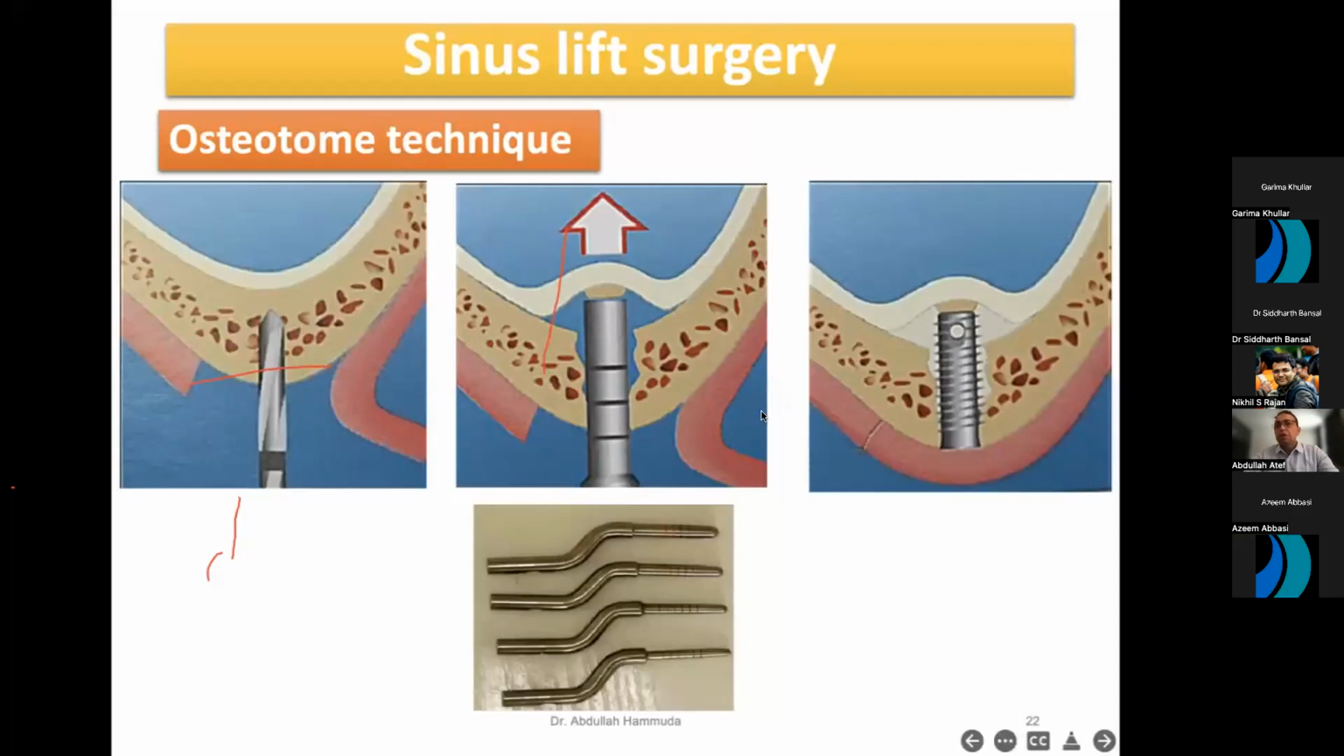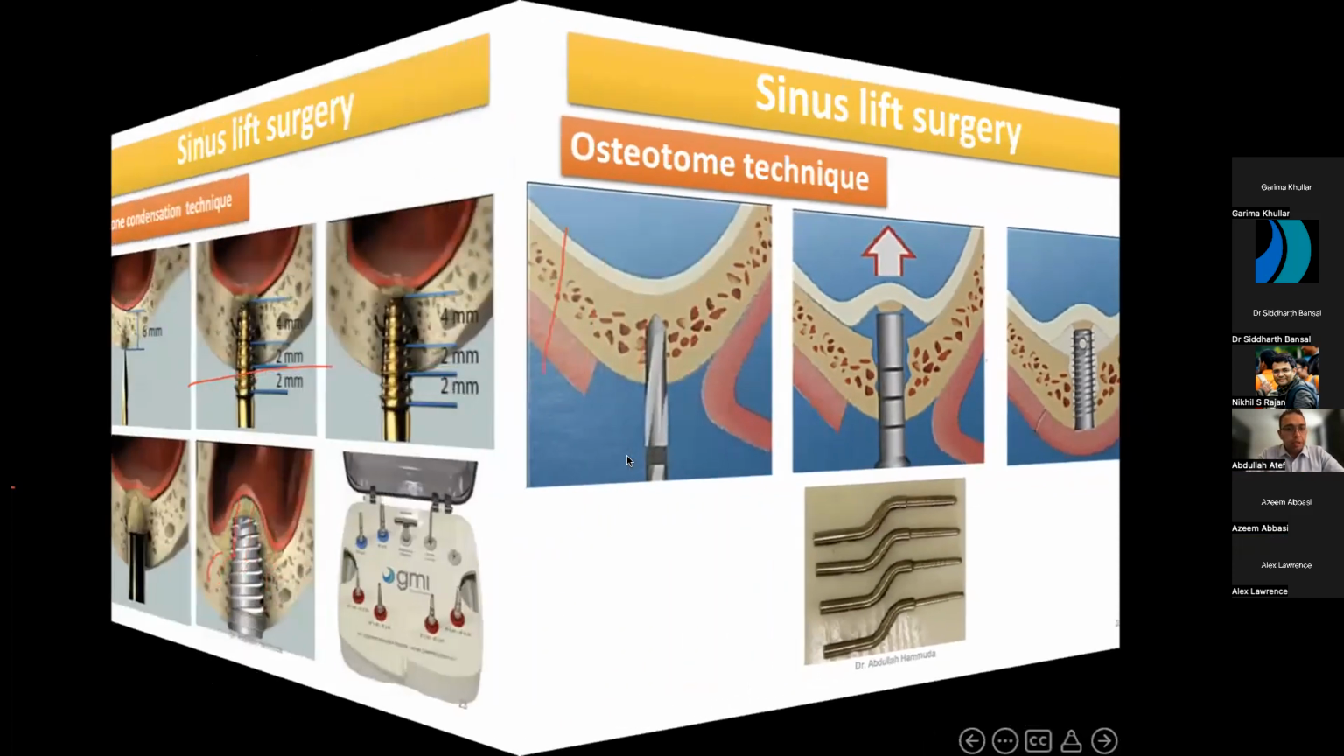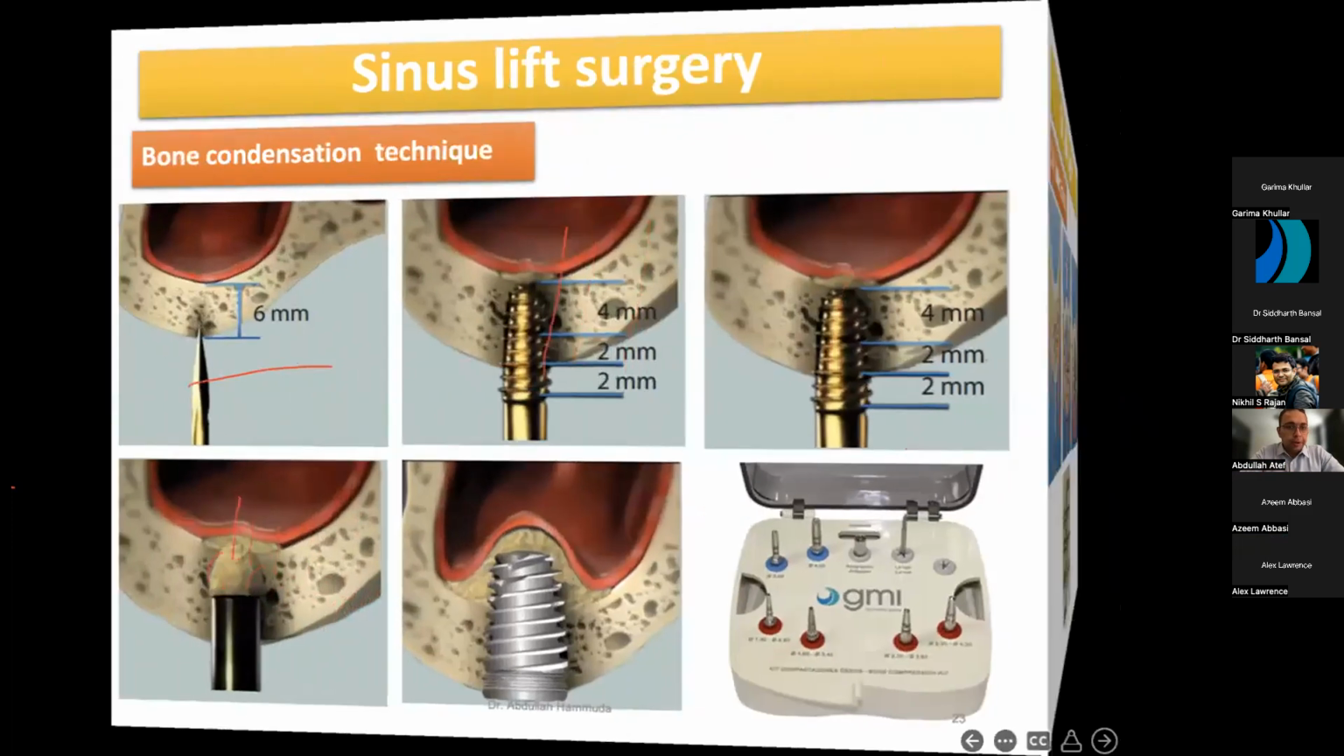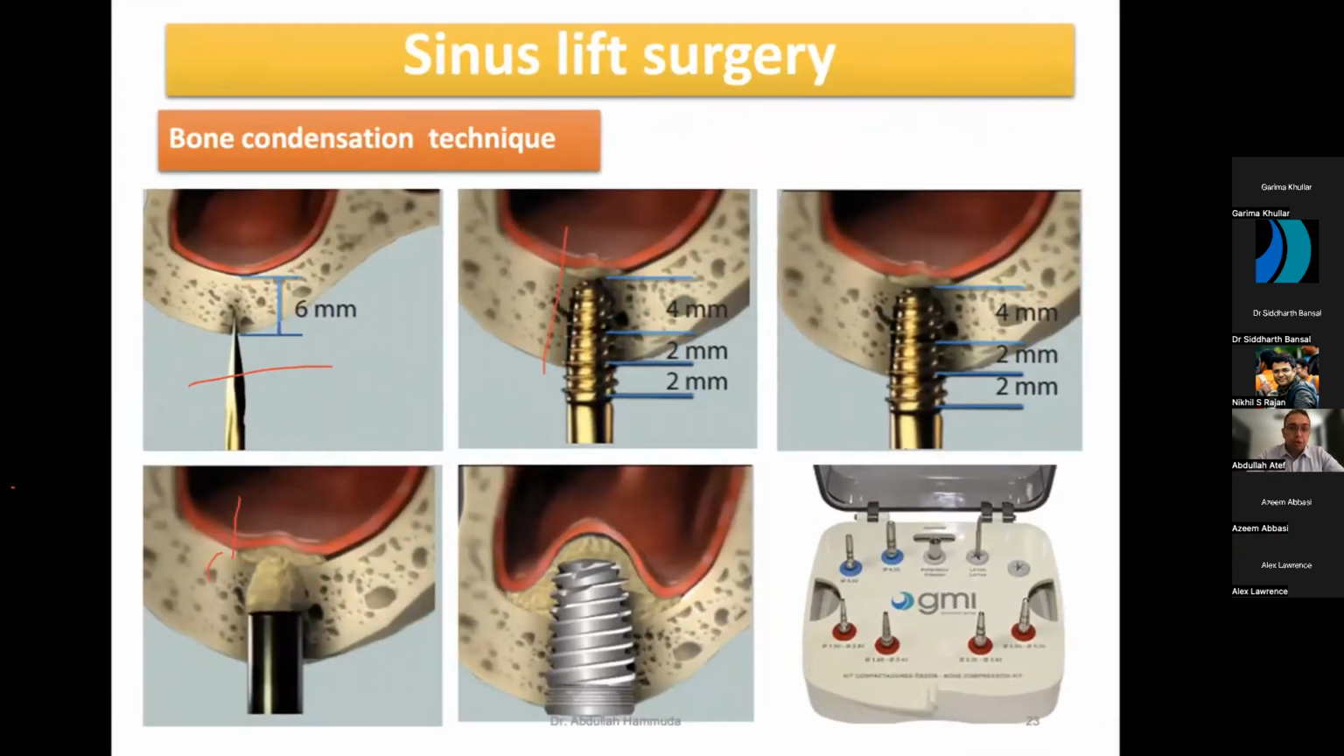We have two techniques of closed sinus lifting, using a osteotome technique, which is a classic way to make sinus lifting. And also an additional way is using bone condensation technique with expanders to elevate the sinus within 2 to 4 millimeter closed sinus elevation.